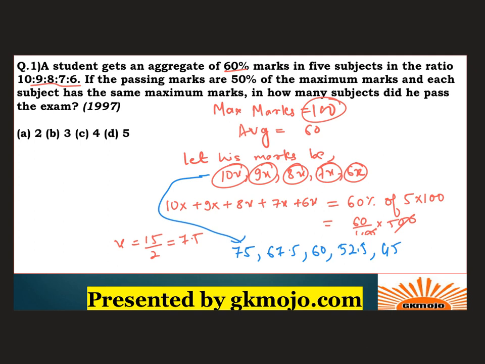Also it has been given that 50% of the maximum marks was the passing range. So 50% of this will be 50 marks. Have a look in how many subjects has he got 50 marks or more. 1, 2, 3 and 4. So what have they asked? In how many subjects did he pass the examination? So basically he passed the examination in 4 subjects. I hope you have understood the question. We just assumed the maximum marks to be 100 and then solved the question with respect to that. Then it became very easy for us to solve.